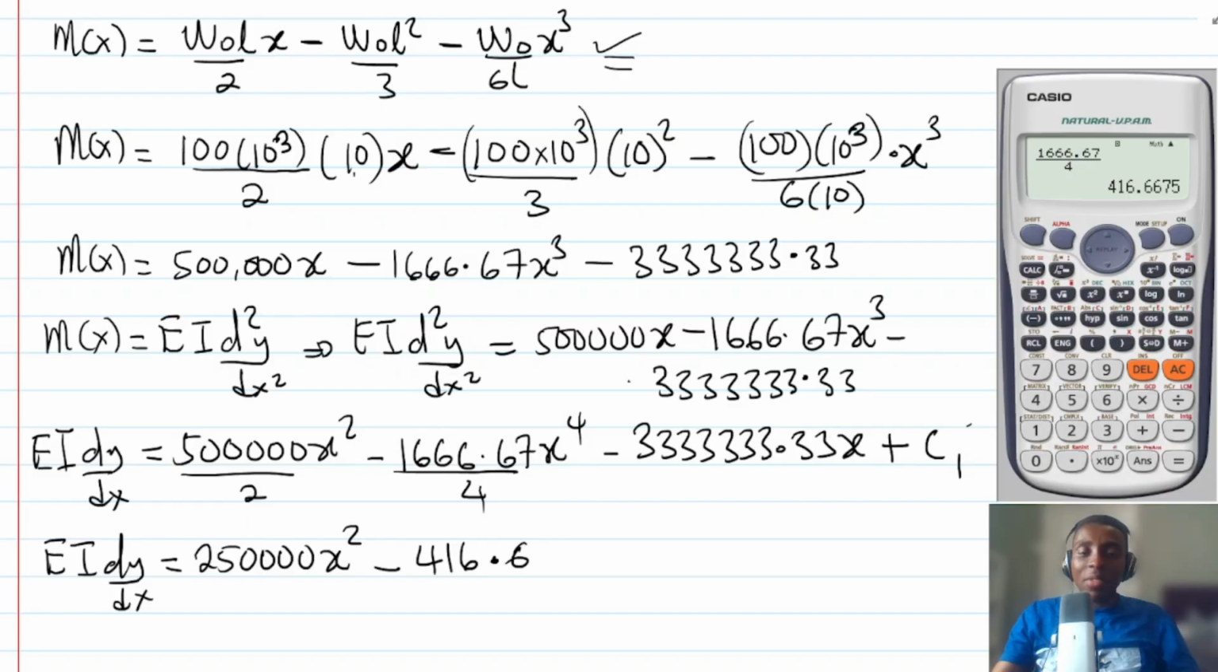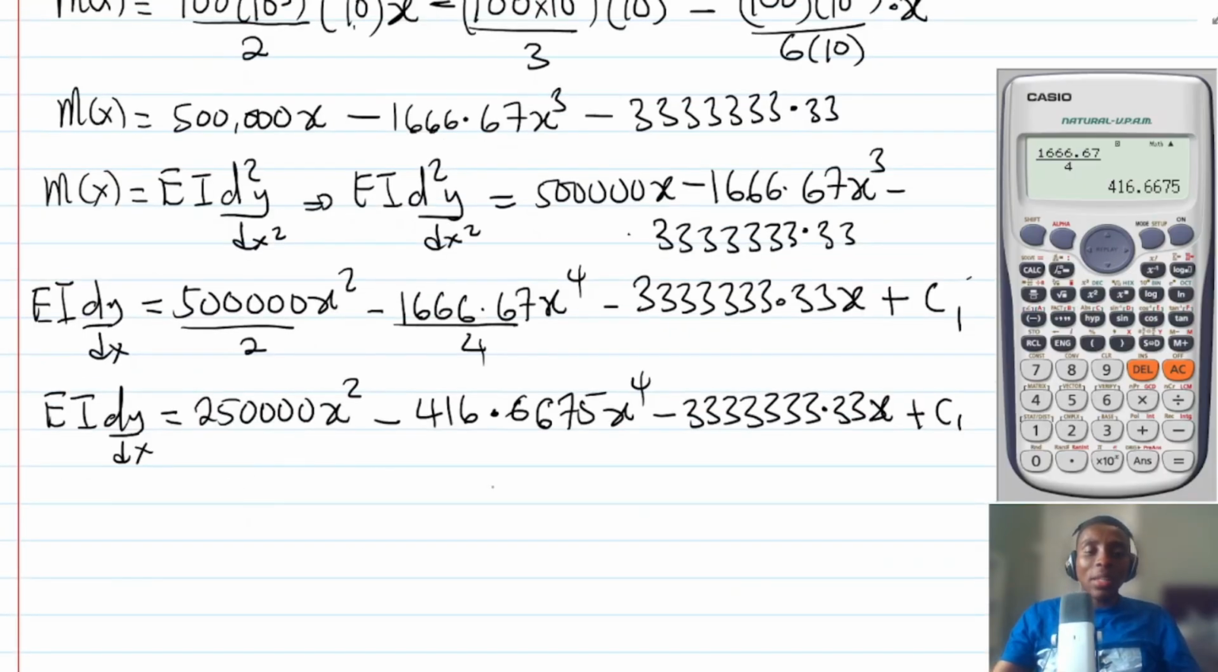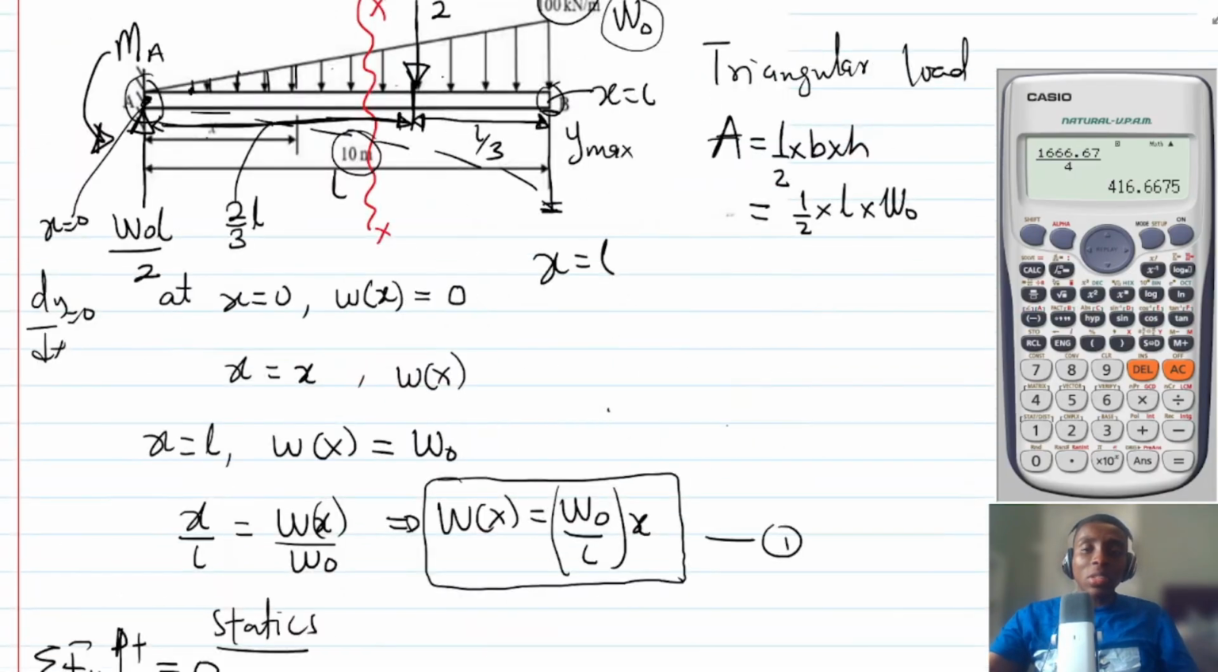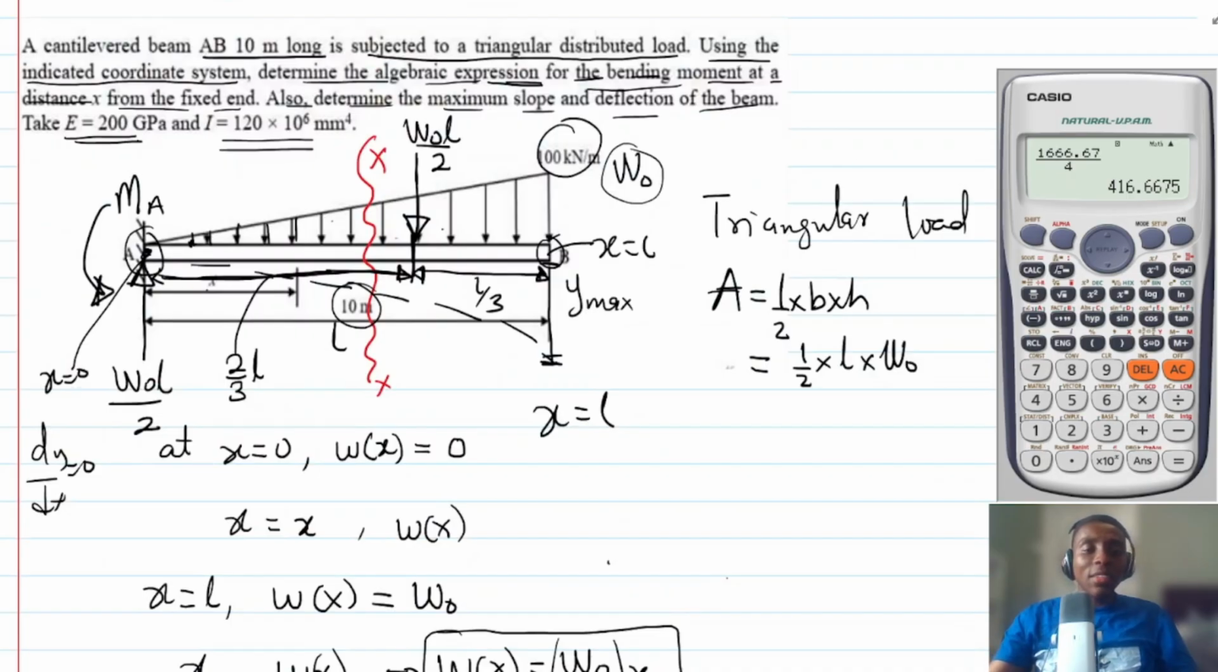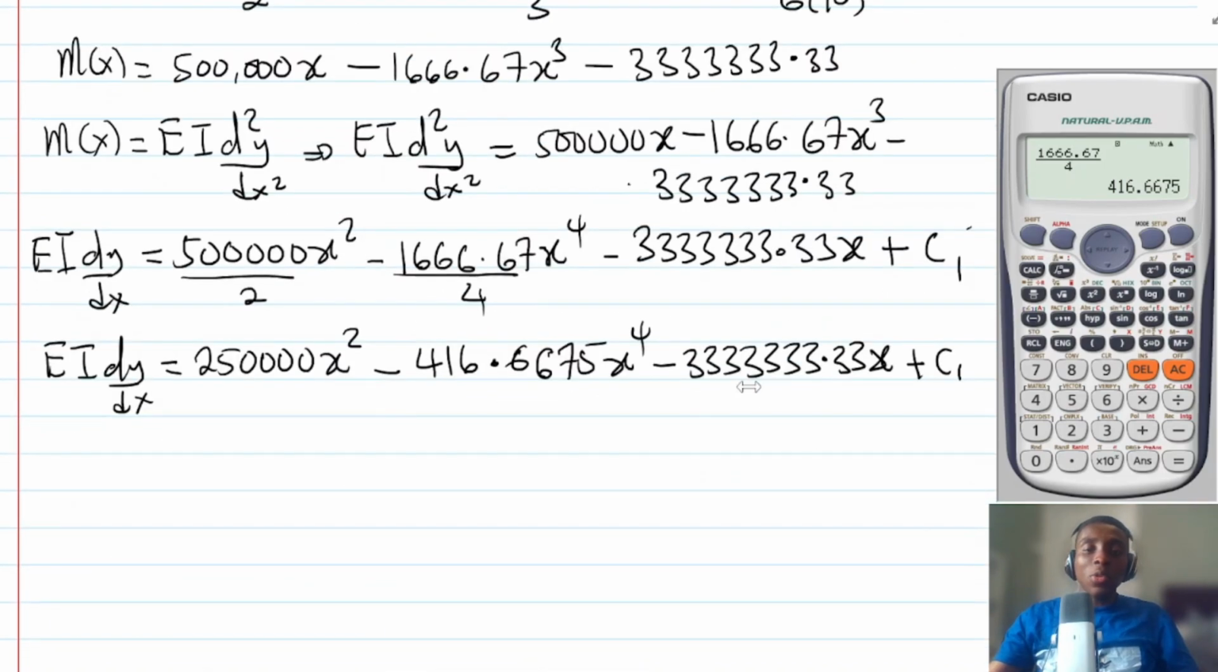So x to the power 4 minus 3, so 1, 2, 3, 4, 5, 6, 7.33 x plus C1. Now to find C1, we have to understand that from the boundary conditions, for a cantilever beam at the fixed end, at x equals 0, the slope is always 0. So if you put x equals 0, dy/dx is 0, you realize that everything will be 0. So 0 equals 0 plus C1, meaning C1 is 0. So C1 is 0, okay?